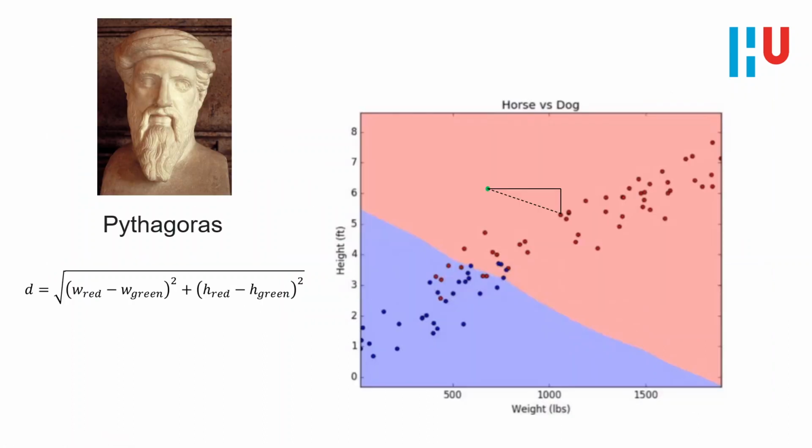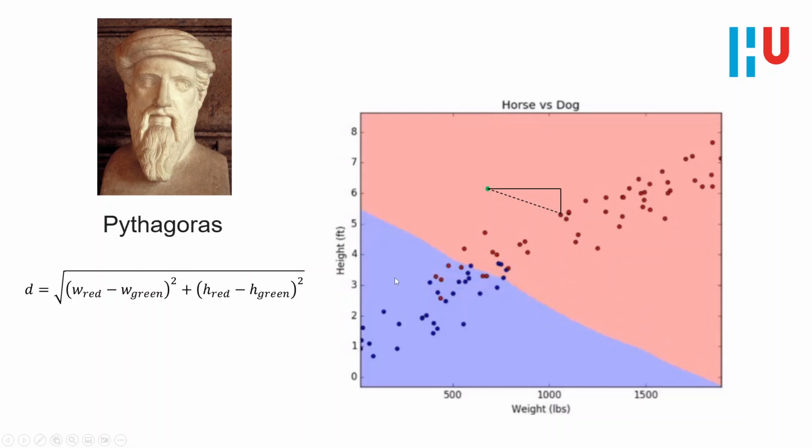So the simplest distance metric is basically just Pythagoras. What you see here, if you've got a new point, then basically what we're doing is this distance is the weight, so that's this part. This distance is the height, so that's this part. And what we're basically going to do is just use Pythagoras to calculate this distance.